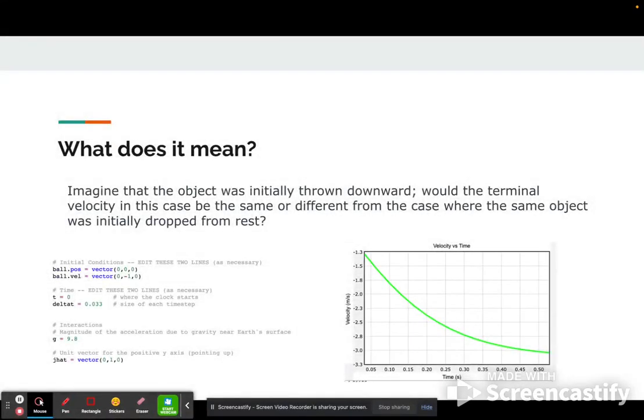What does it mean if we started with a negative velocity initially, or it was thrown downward? To simulate this, we started our velocity with a -1, as we can see on the left computationally, and we find that we still do reach a terminal velocity, a point where acceleration can't increase, so it follows a curved velocity graph.